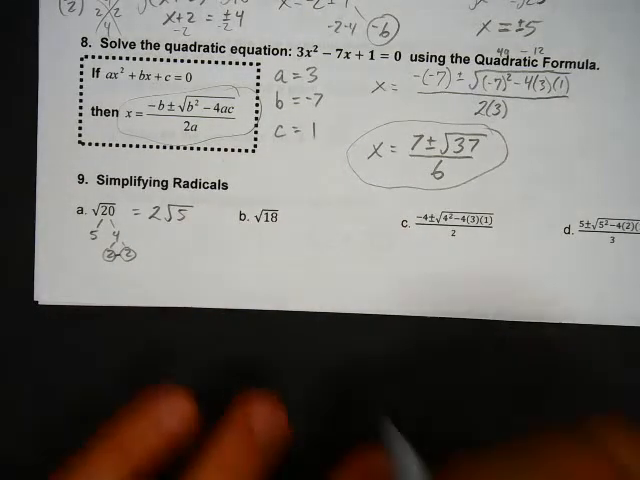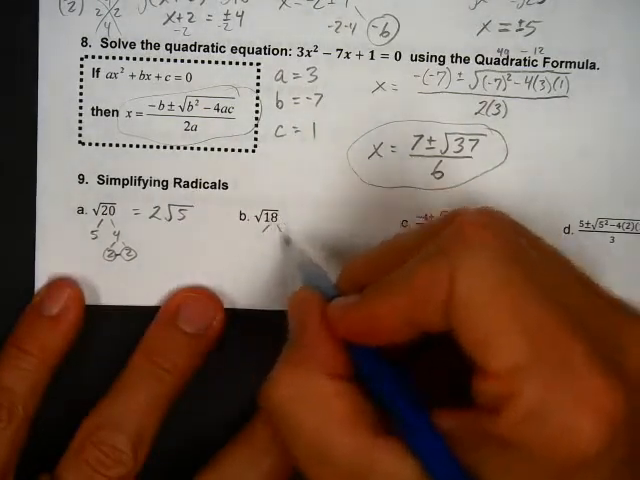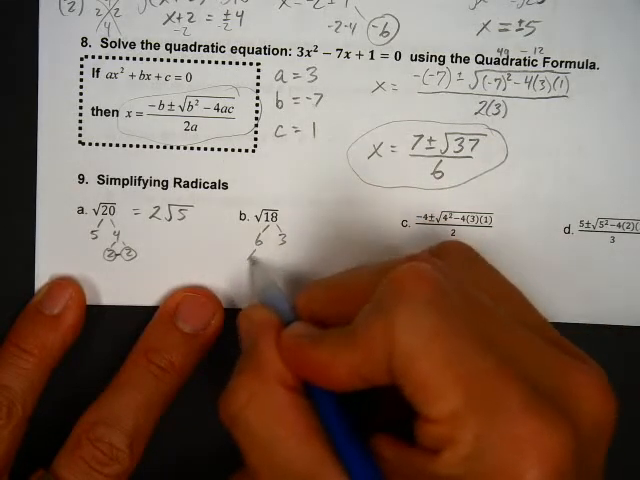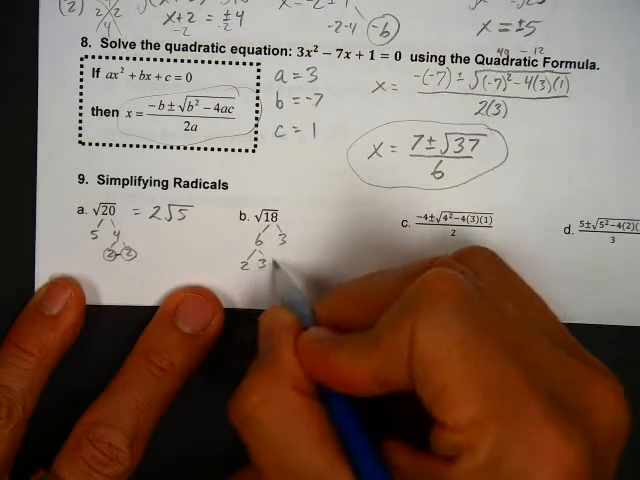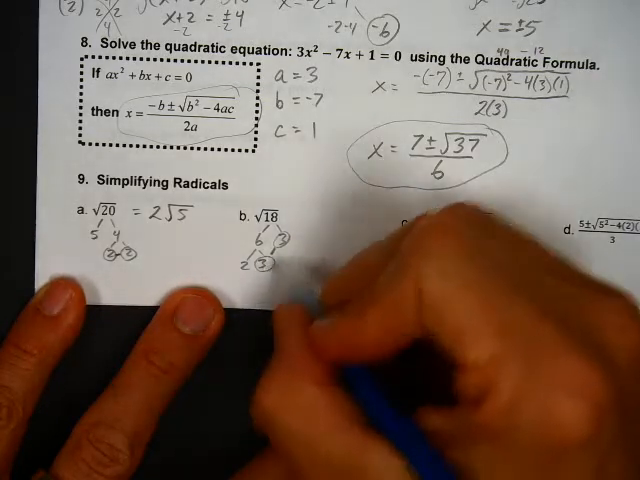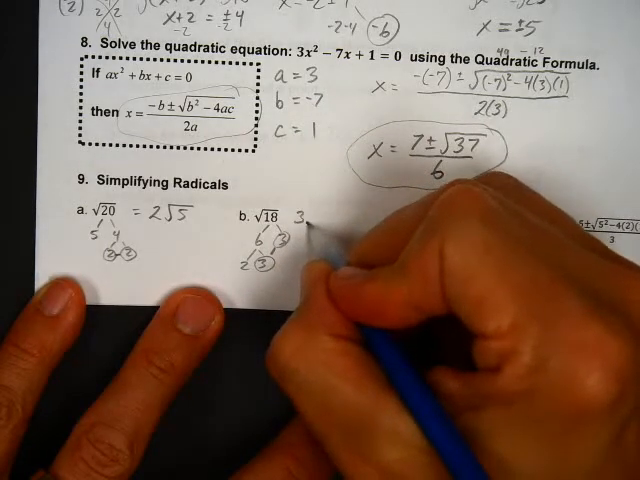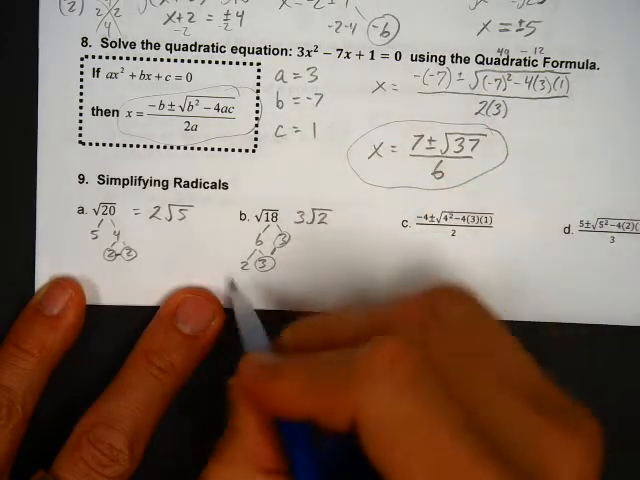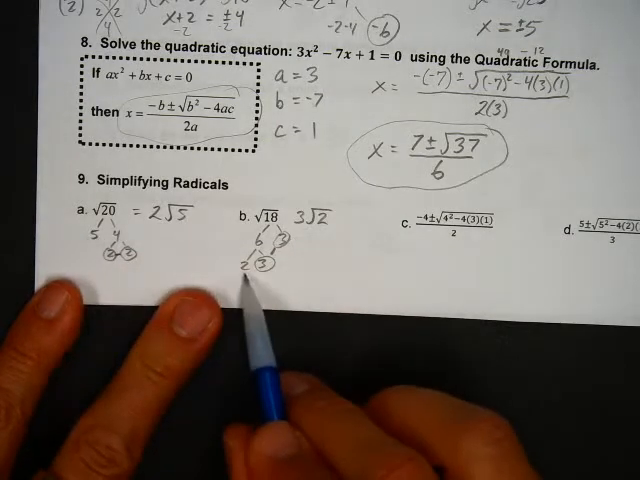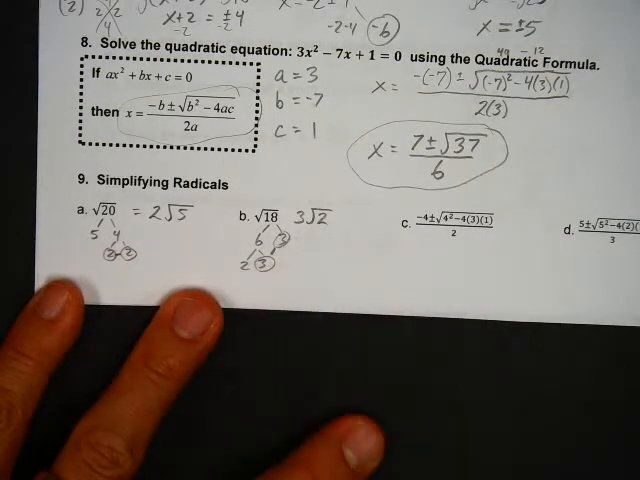Okay. 18, same thing. Now some of you see it as a 9 and a 2. I see it as a 6 and a 3. But the 6 can be broken down further to a 2 and a 3, and we can circle them. We see 2 of them, so we connect those together and take them out. Becomes a 3. The 2 is like over here. The 5 was the only thing left. It didn't have a partner. 2 doesn't have a partner, so it stays inside.